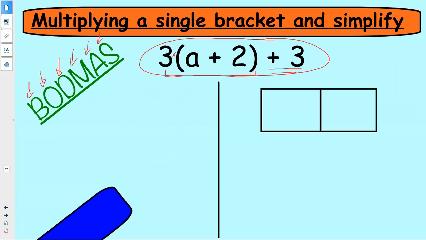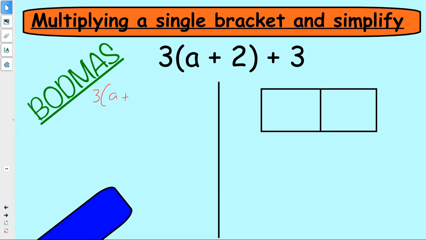I'm going to do it in 2 ways, so let's have a look together. On the left hand side, I'll just write it again. 3 bracket A, add 2, add 3. So I'm just going to do it similar to lesson 1. So 3 multiplied by A is 3A, 3 multiplied by 2 is add 6, and then you're adding another 3 at the end. I haven't done anything with that add 3. It has not been multiplied by 3. That has just been added on its own at the end. And then you just tidy it up. So 3A, add 9.